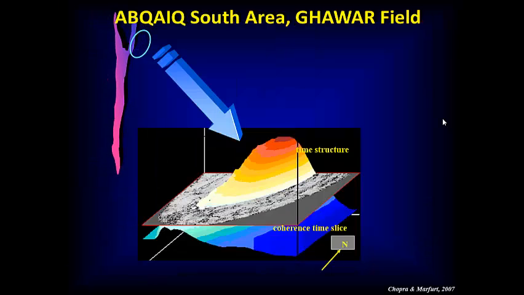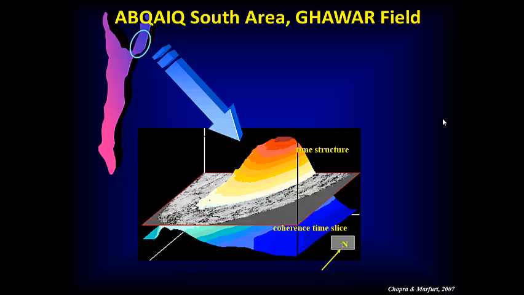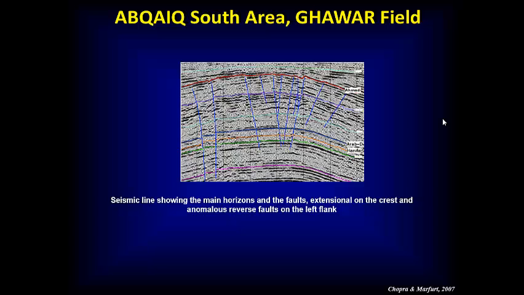Here's an example from the ABQAIQ field, south area, and of course it forms part of the GHAWAR field, which is the biggest field in the world that is producing oil. And this ABQAIQ field shows a domal structure, as you see on the cartoon below. The vertical section passing through it shows a number of faults that have been picked up on the seismic data, and the level of interest is somewhere down here under the Arab D and the Hanifa, or in the Hanifa zone.